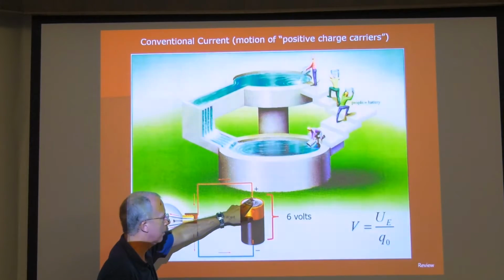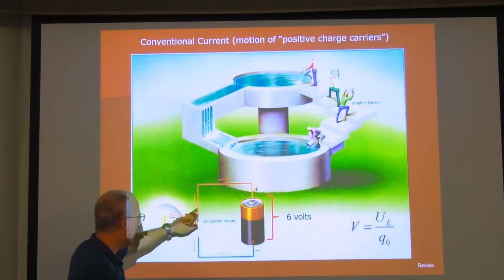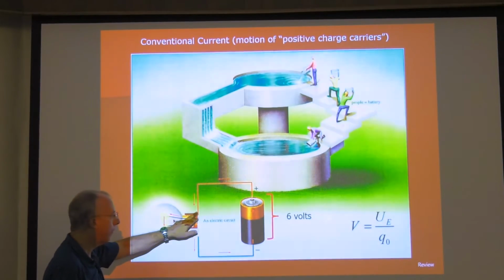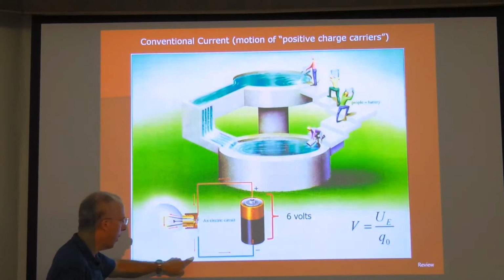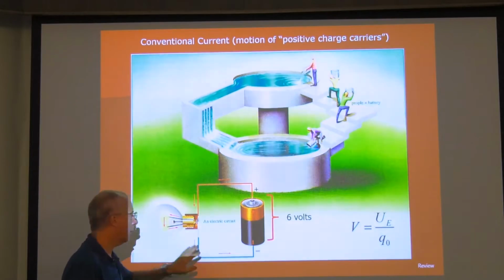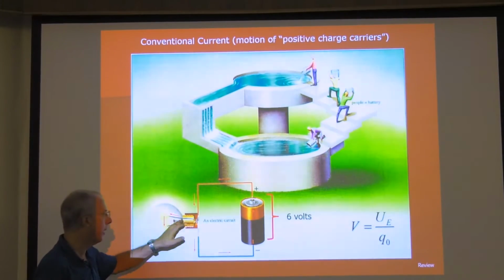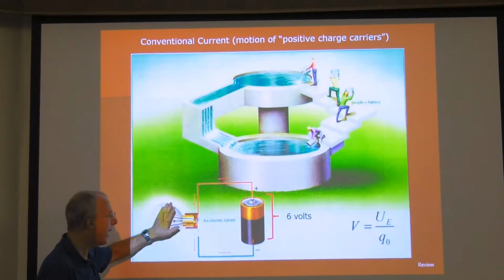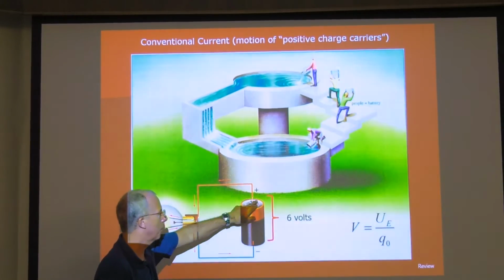What are they going to do next? Well, they want to go back to the 0 point, so they're going to travel through this wire. Then here's a light bulb. They're going to give off their energy to the light bulb and then continue on their merry way. The light bulb doesn't eat positive charge carriers, or in the real world, the light bulb doesn't eat electrons. It just uses up the energy of the charge carriers. So 0 volts, 6 volts.